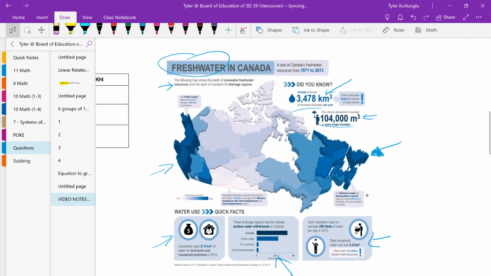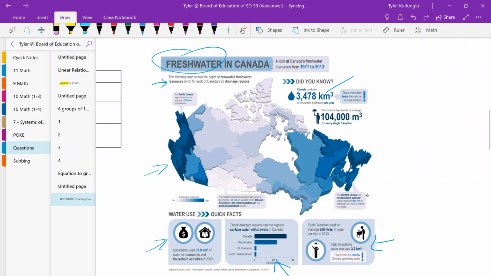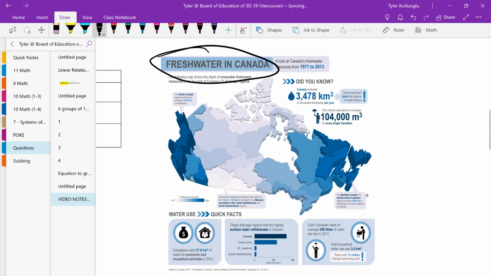This is the last kind, which you've probably seen on Facebook or something like that. This is an infographic. So it's where you see a lot of information and pictures all related about one topic. In this case, it's freshwater in Canada.